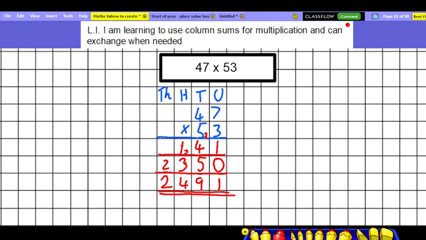So that's it, guys. And the most important thing to remember is when you start your second line of working, you must begin it with a 0. Always remember to carry any numbers or exchange any numbers, put them on the shelf, but then do not add them on to your final answer at the bottom.